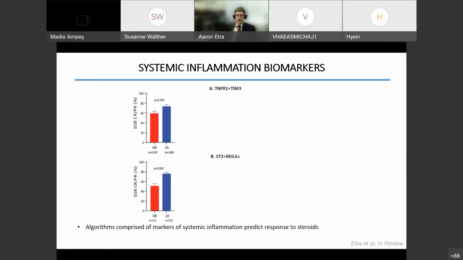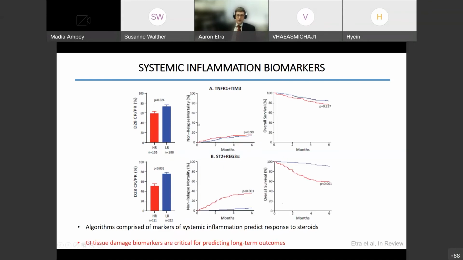Now, in terms of treatment response, again, both types of algorithm, those that are reflective of systemic inflammation and those that are reflective of GI damage, are able to predict response to treatment at day 28. However, this doesn't necessarily translate into longer-term outcomes when you look at markers of systemic inflammation, TNFR1 and TIM3. In this case, there was no significant difference in non-relapse mortality or survival, whereas when you add a GI damage biomarker, one or two of them, ST2 or Reg3 alpha, there you also will get significant differences in non-relapse mortality and overall survival. So algorithms comprised of markers of systemic inflammation predict response to steroids. That's good. But GI tissue damage biomarkers are critical for predicting long-term outcomes.